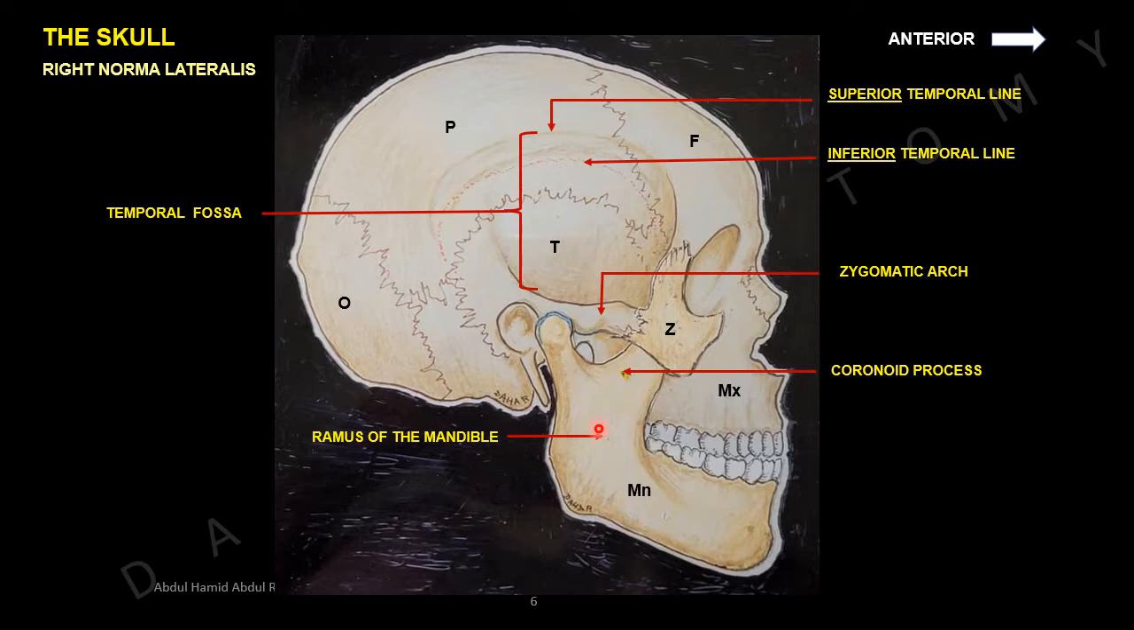If you see from the lateral side, on the side of the skull, you will see two thin curved lines here, the upper and lower. The upper one is called the superior temporal line, and the lower one is called the inferior temporal line. The space between the superior temporal line and the zygomatic arch is shallow and called the temporal fossa.